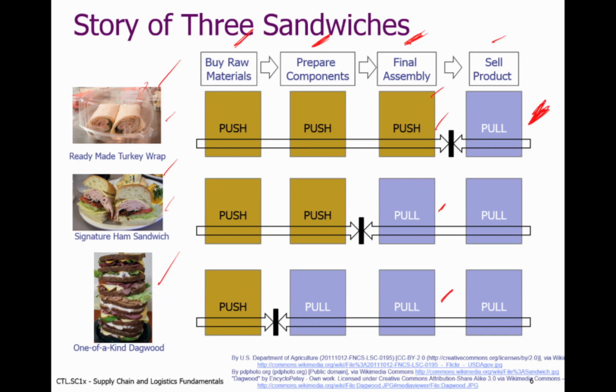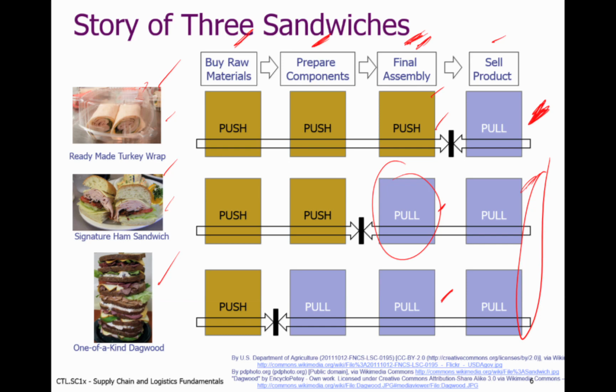And then you might wonder which process gives me the most variety. And certainly it's going to be these bottom two. Probably this one gives me the most efficient way of giving a lot of variety because what I'm doing is postponing the final customization, right? Postponing it until I know exactly what the customer wants. So I'm postponing the final assembly in this case.